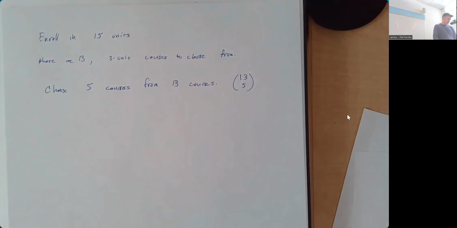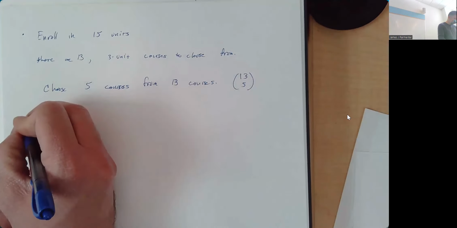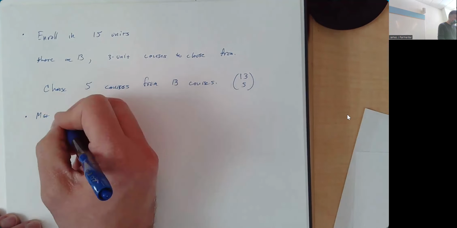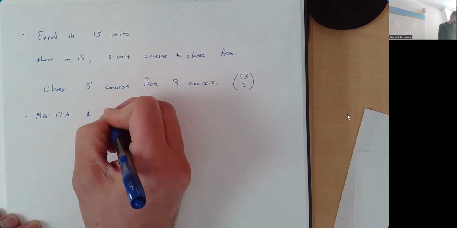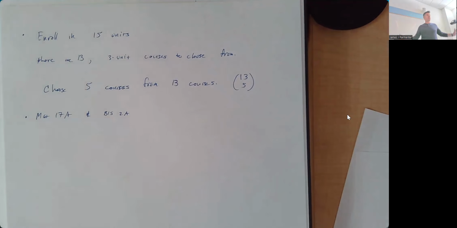Then the second part of this question is the requirements. The requirements are Math 17A, which is not a 3-unit course at UC Davis, and Biosci 2A, also not a 3-unit course at UC Davis, are required. But we'll pretend like they're 3-unit courses because I'm sure that was the intent. If you run into something like that where you're not sure, you can always ask. But the intent here makes it relatively obvious that those are courses we have to pick.